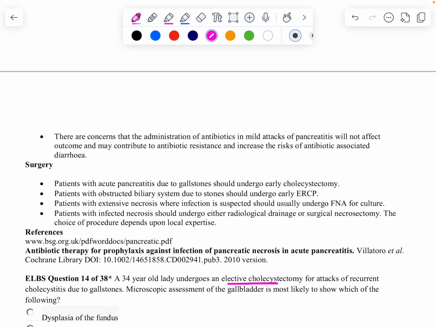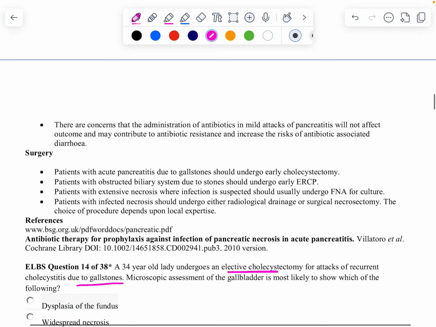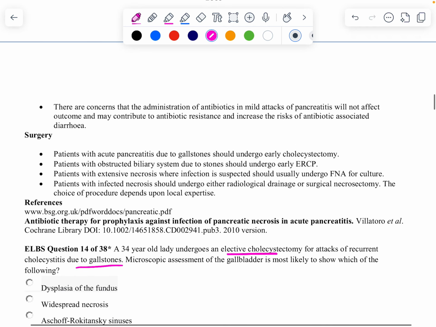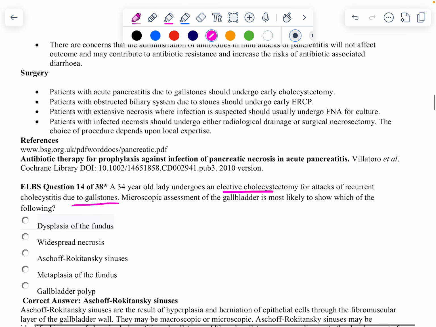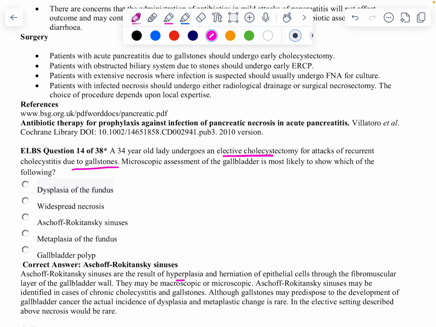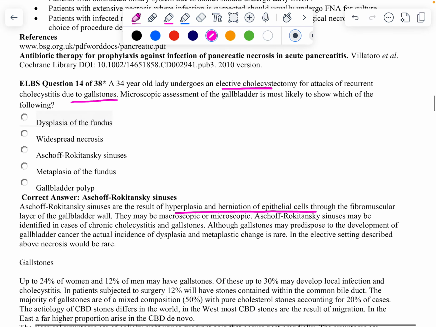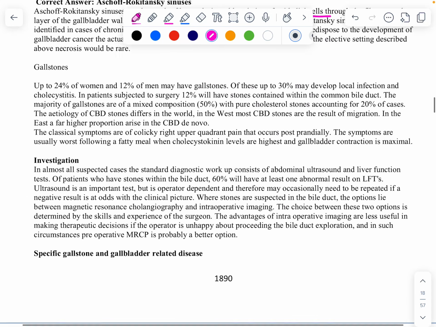In elective cholecystectomy for attacks of recurrent cholecystitis, microscopy is more likely to show which of the following? Rokitansky-Aschoff sinuses. This is the hyperplasia and herniation of epithelial cells. This is seen in cholecystitis.